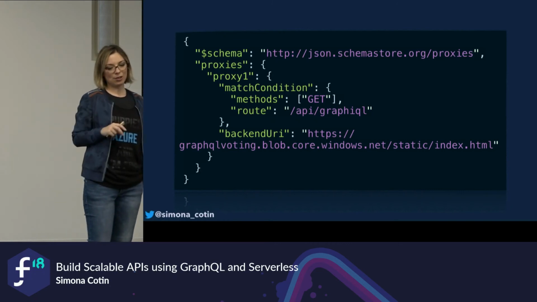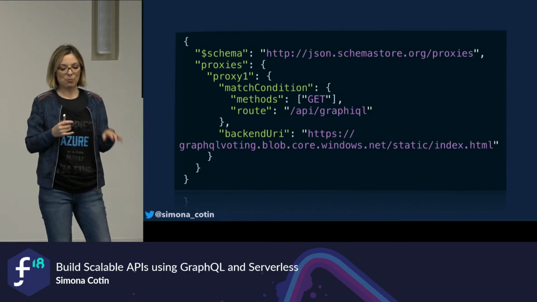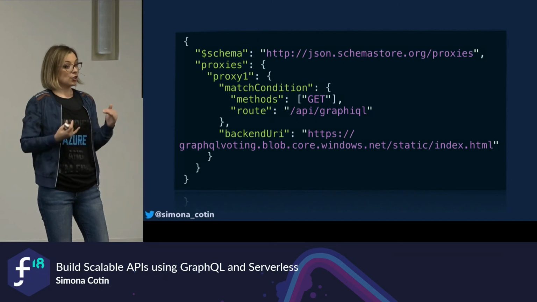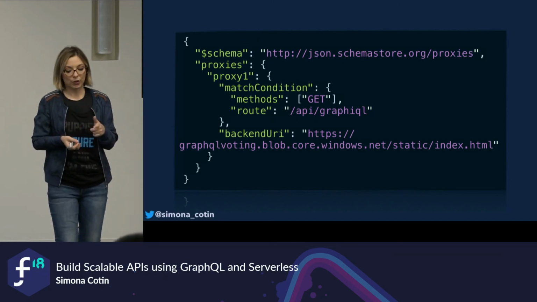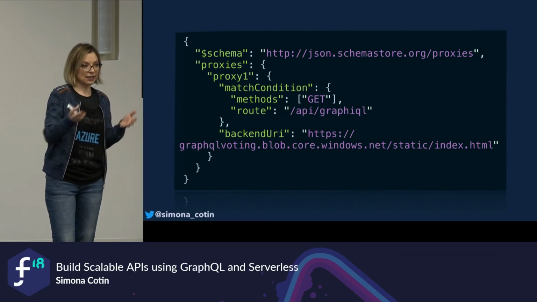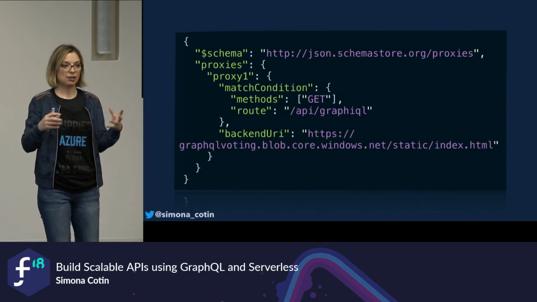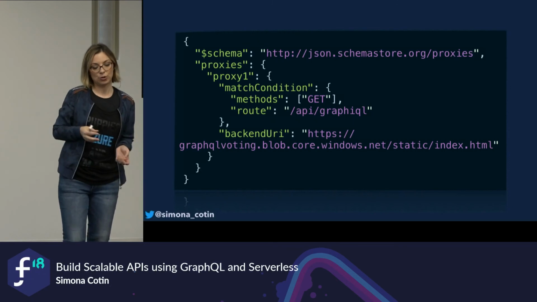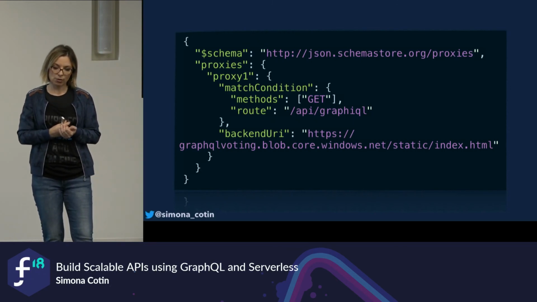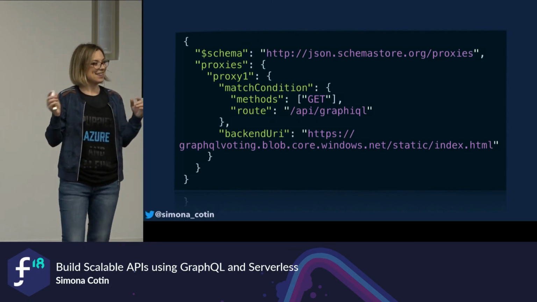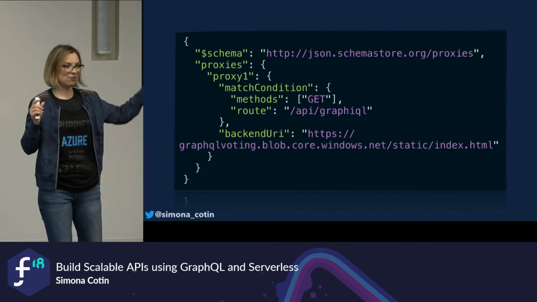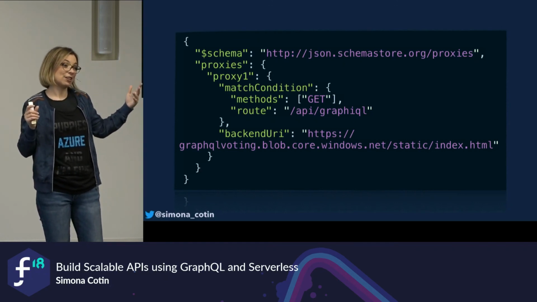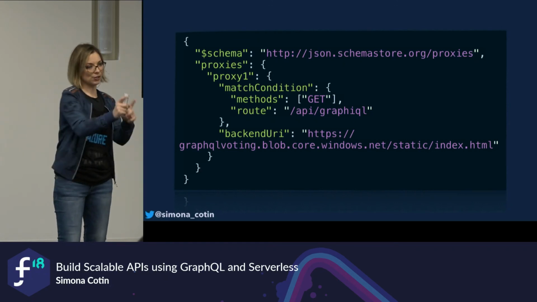Two more cool things you can do with proxies. You can also mock your data. So instead of returning a backend URI, if that's not implemented, you can return right there a response that the front end will be able to use. And also, if you're running this alongside the same function app, you won't run into CORS issues anymore.